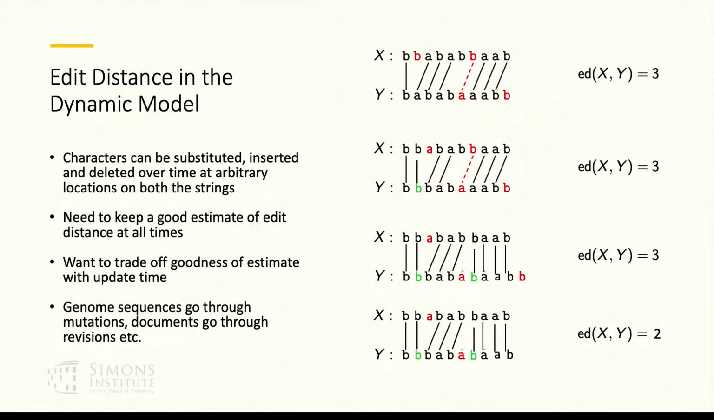The applications could be genome sequences, which go through mutations, or documents, which go through revisions, et cetera. We want to trade off the goodness of the estimate, what kind of estimate you can give for edit distance, with the update time. So this is your dynamic edit distance problem.